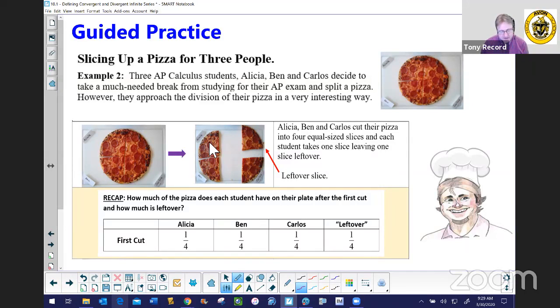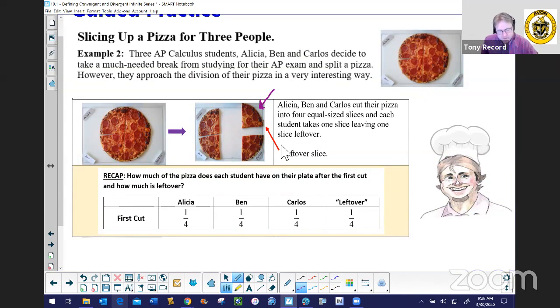So we initially start by dividing it into fourths, right? We want everybody to have a very fair slice of the pizza, but we only have 3 students. So we have this leftover slice right here, kind of illustrated there in the picture. And the question in our first recap is, how much of the pizza would each student have on their plate after the first cut is made? Well, it's pretty clear that each student would have a fourth, and then this leftover slice would be a fourth of the pizza.